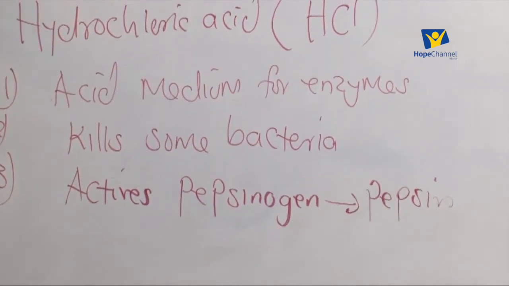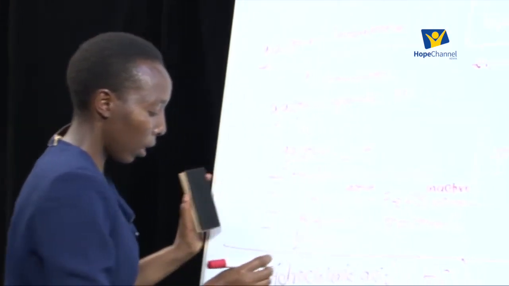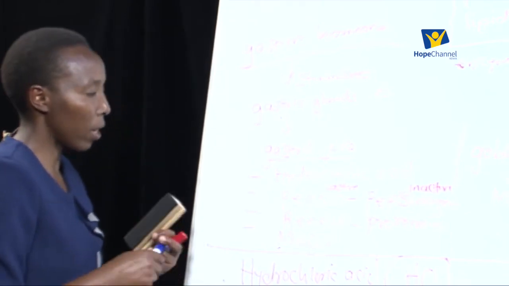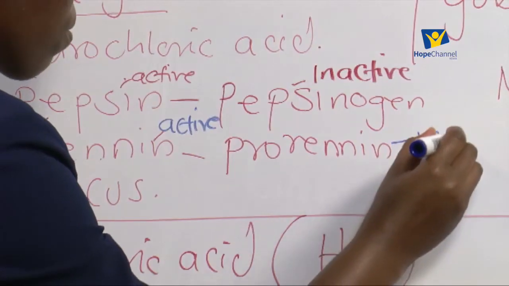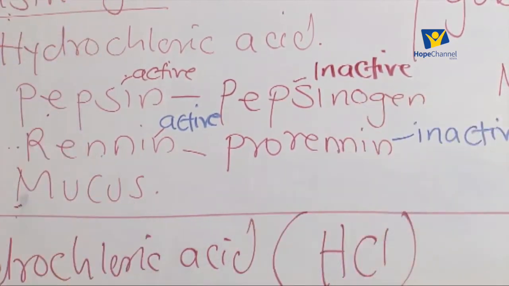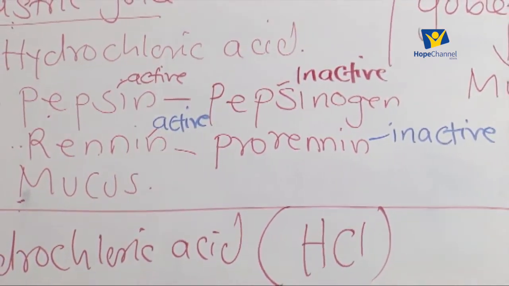Renin is also produced in an inactive form. It also has to be activated. So this one is produced in a form we call prorenin, which is inactive, while renin is the active form. Remember, they are produced in inactive form, such that the moment they get into the stomach, they are activated into the active form. That is when they are able to break down the proteins. That is the role of hydrochloric acid.